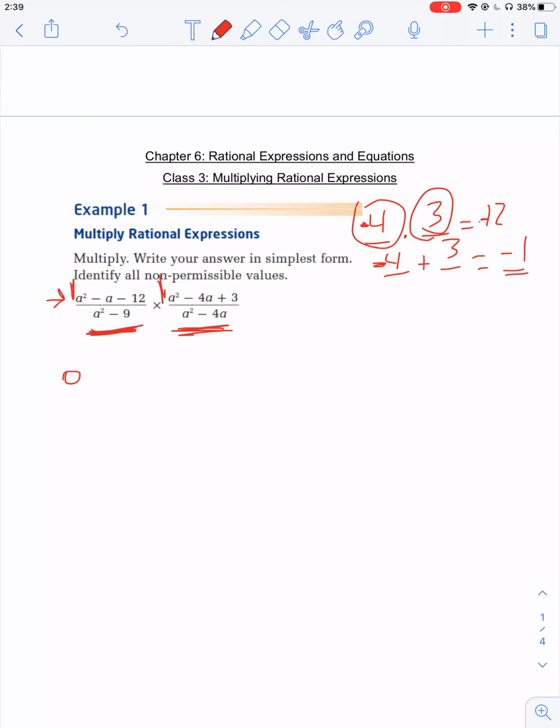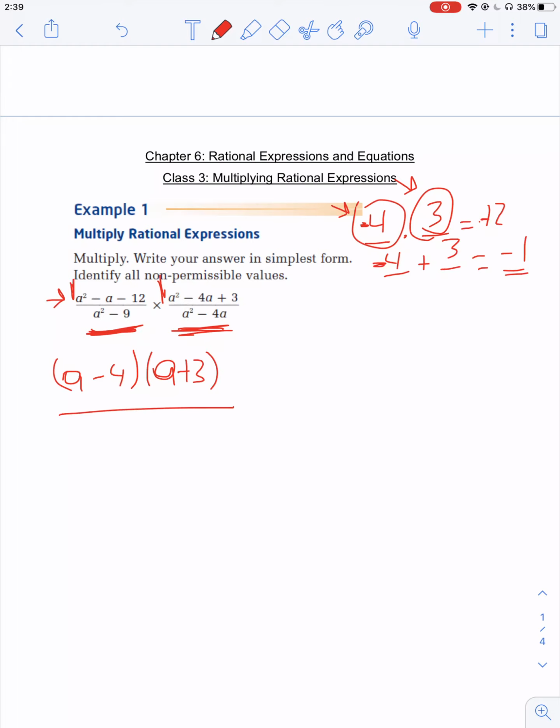I'm gonna put a and then put the first value, which is minus 4, right? My variable is a, and then put a, my second combination, which is 3. But it's positive, right? So I'm gonna put plus 3.